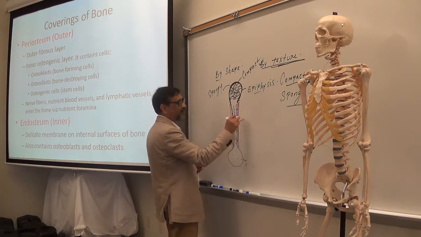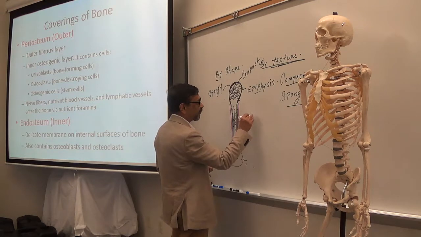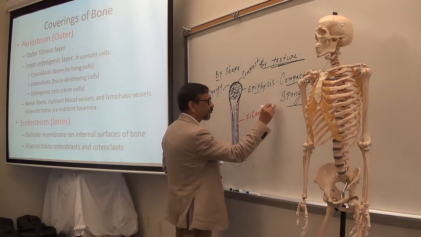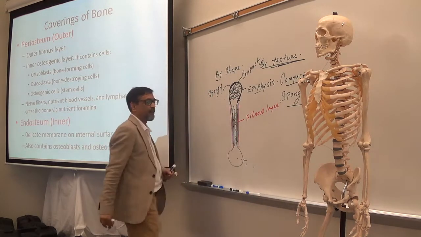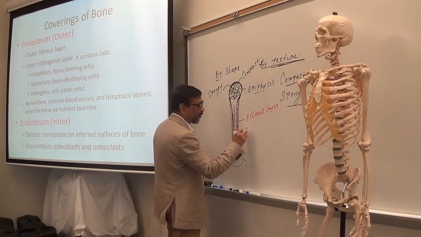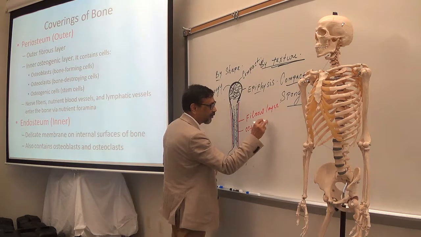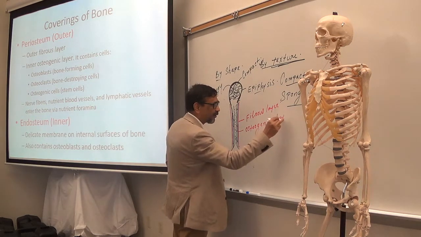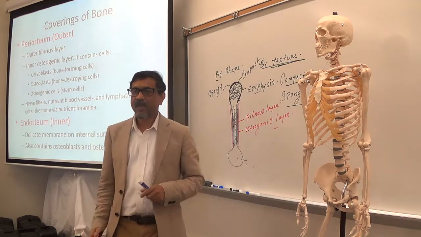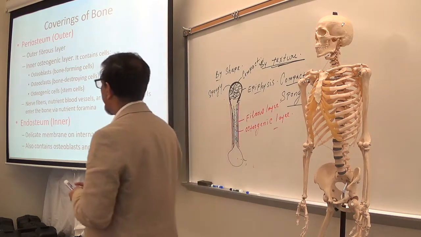Outer layer is called the fibrous layer of periosteum, and inner layer is called osteogenic layer. Okay, so outer fibrous and inner osteogenic layer.